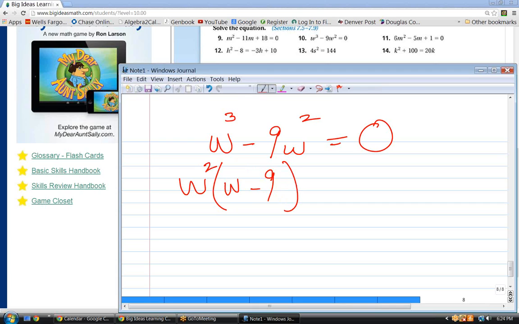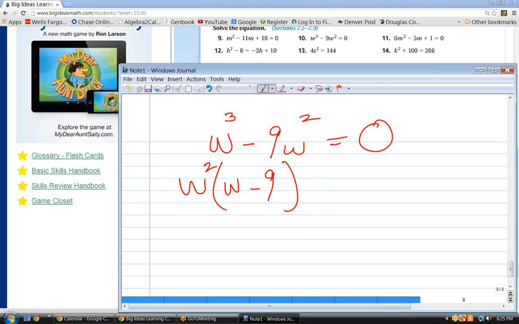You see why I can do that? Yeah. In other words, I want to take the greatest thing that divides evenly into both of those. W cubed would not. W cubed wouldn't divide evenly into W squared. But W squared does. And it leaves this behind.